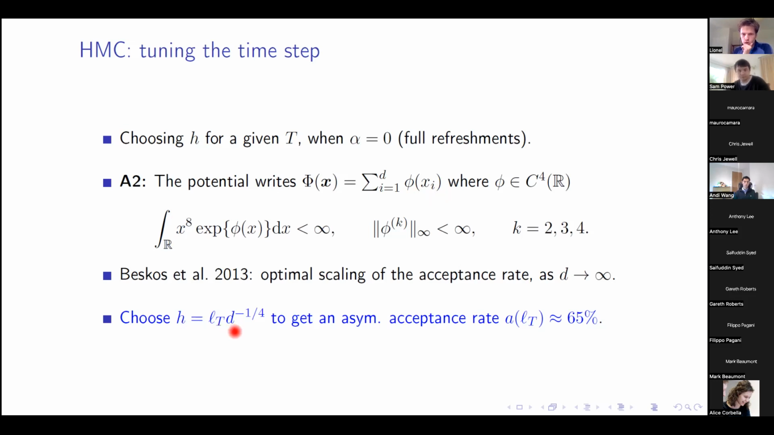So if you choose time step to decay to 0 at this rate, then you obtain an asymptotic acceptance rate that will be non-trivial, and the framework is sufficiently neat to allow for an explicit optimization of the constant in front, L, here, with respect to several measures of efficiency, such as the expected square jump distance, for instance. And in addition to this scaling information, it also gives us nice tuning guidelines because it shows us that asymptotically the best time step is such that the corresponding acceptance rate should be around 65%.